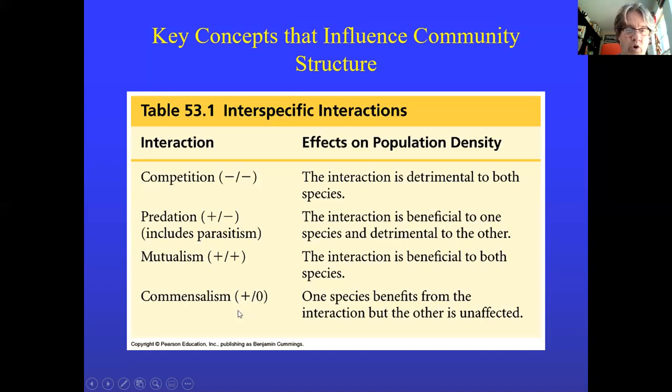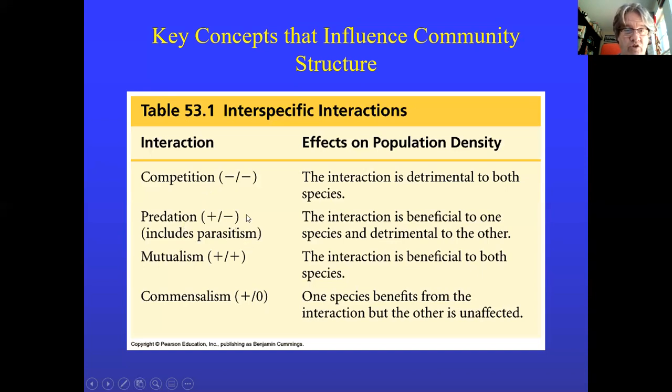And this is one organism benefits, and the other one, it doesn't really matter, right? And there's a few examples of that. We'll hit on these, right? But these different types of interactions determine these interactions between organisms in the community, right? If you have competition going on, you have organisms directly trying to get resources away from the other organism, right?